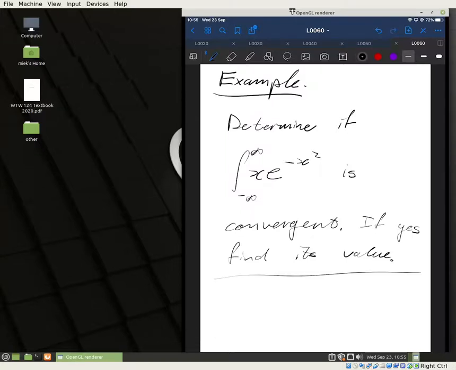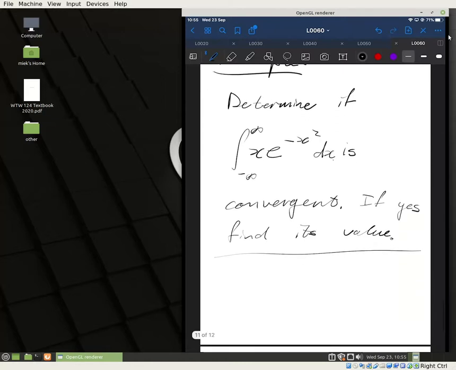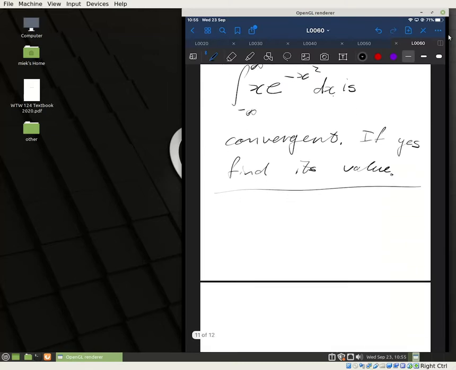Let's take a look at this example. We want to determine if the following improper integral is convergent, and if yes, we want to find its value. Okay, so now remember, we're taking the integral from minus infinity to plus infinity. So by definition, this integral is convergent if both sides of it are convergent. So we must consider both sides of the integral.